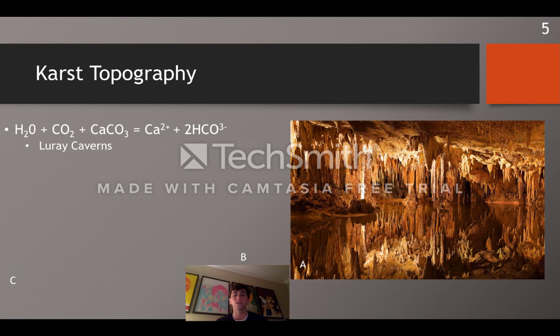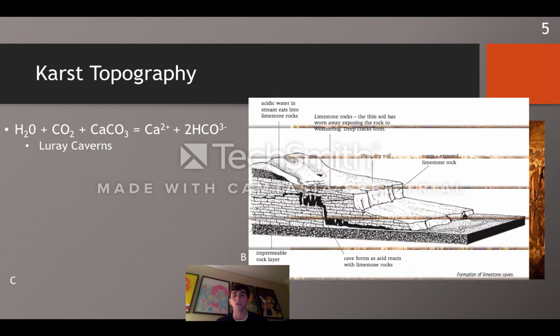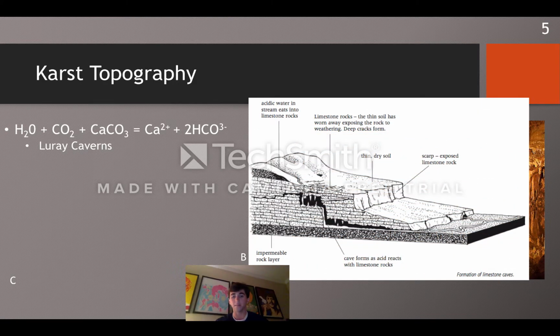This occurs when water, carbon dioxide, and calcium carbonate react and the ions become split in the calcium carbonate. Here, diagram B shows how caverns are formed. Caverns contain two main landscapes: stalactites, which form from the ceiling, and stalagmites, which form from deposits on the floor.